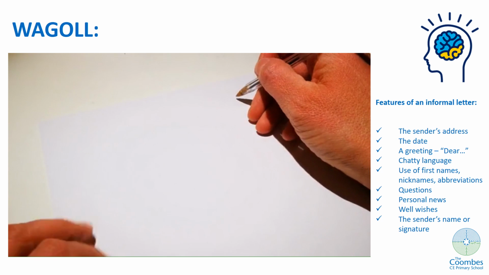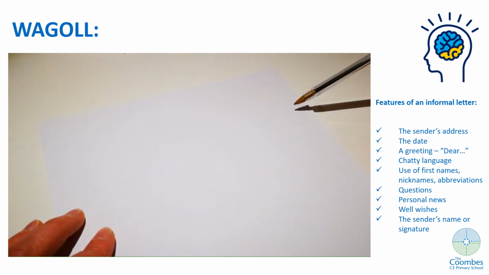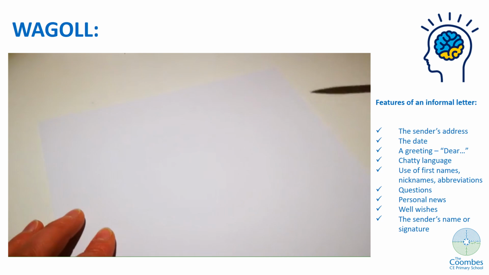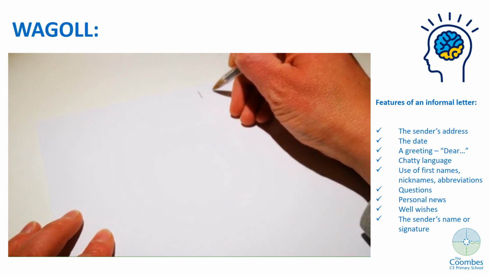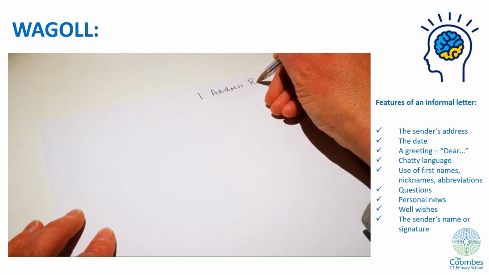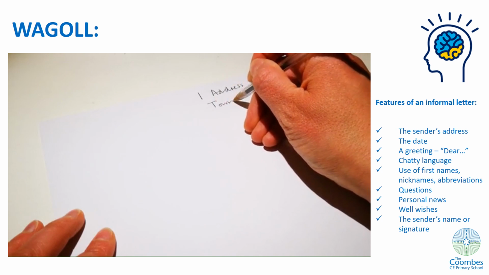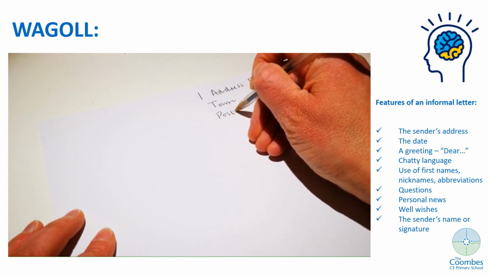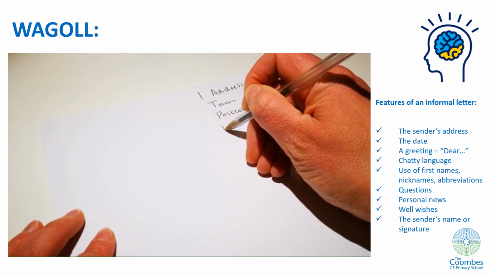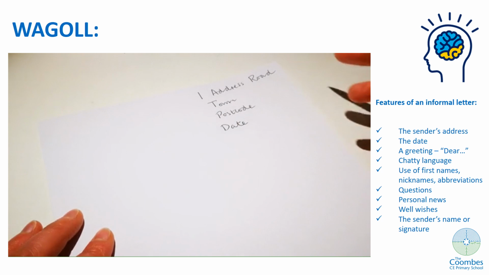We know that when we write a letter, we need to start by popping the address and the date at the top right-hand corner here. So when we do that, we start with the house number, and then we write the name of the road. And underneath that, we would write the town and perhaps the postcode. And then underneath that, we would write the date. And all that belongs at the top here on the right-hand side.